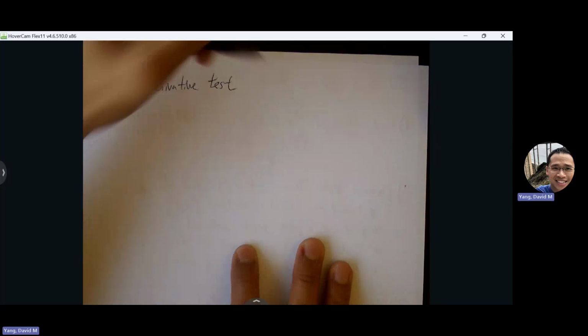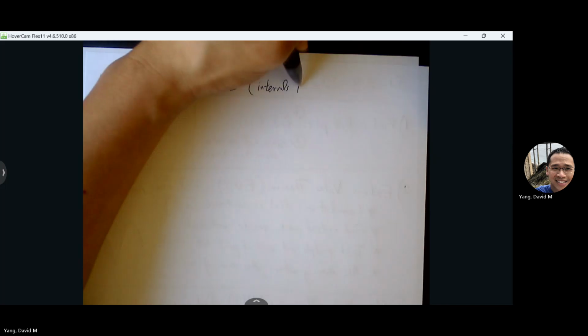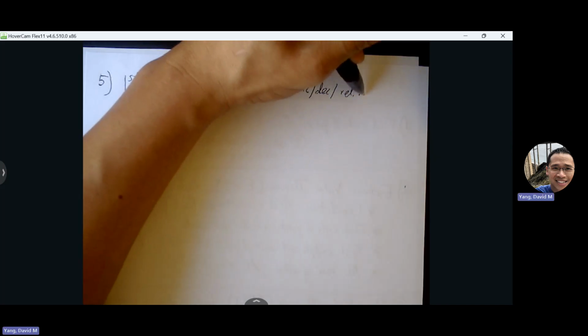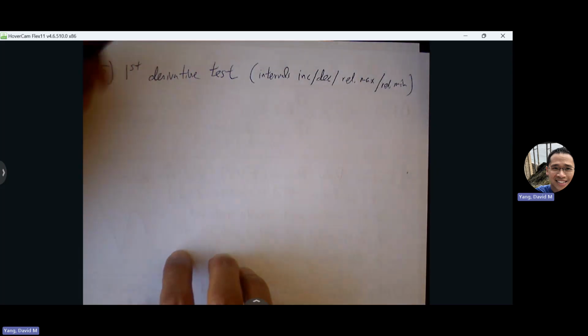So the purpose of the first derivative test is you're just trying to find your behavior in terms of the slope. So you're trying to find your intervals of increase, decrease, relative max, and relative min. You're just trying to find where your graph is rising and falling.